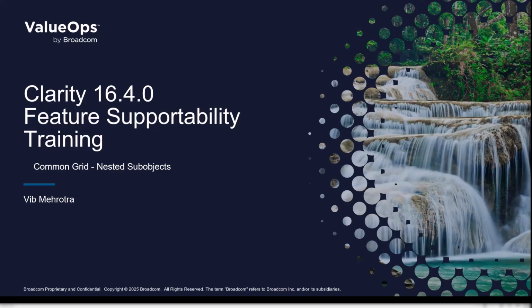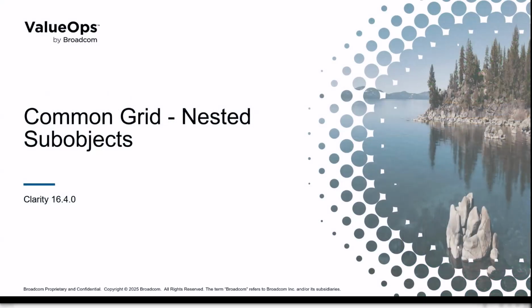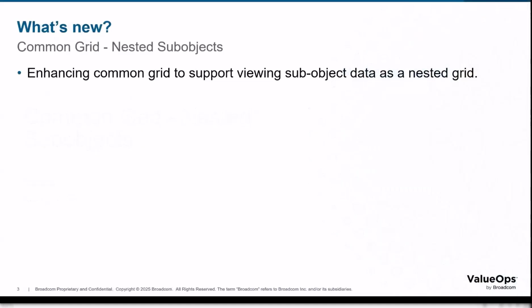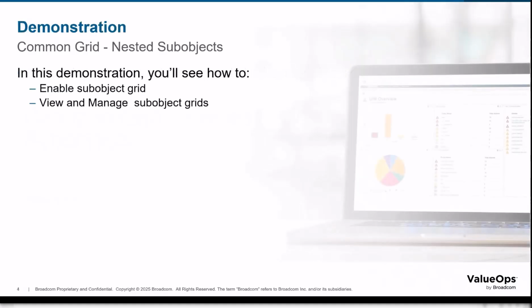I am Vib Mehrotra, and as part of this training module we will be talking about the common grid nested subobjects. As part of Clarity 16.4.0 we have enhanced the common grid to support viewing subobject data as a nested grid. The ability to see the sub-object data as a nested grid was first introduced in our OKRs, and now in Clarity 16.4.0 we have enhanced the common grid to make the same functionality be available everywhere else. So with that, let's see the product in action.